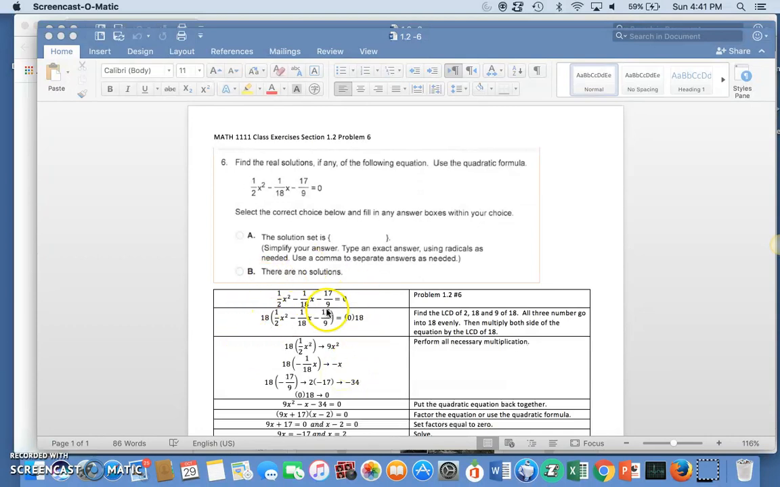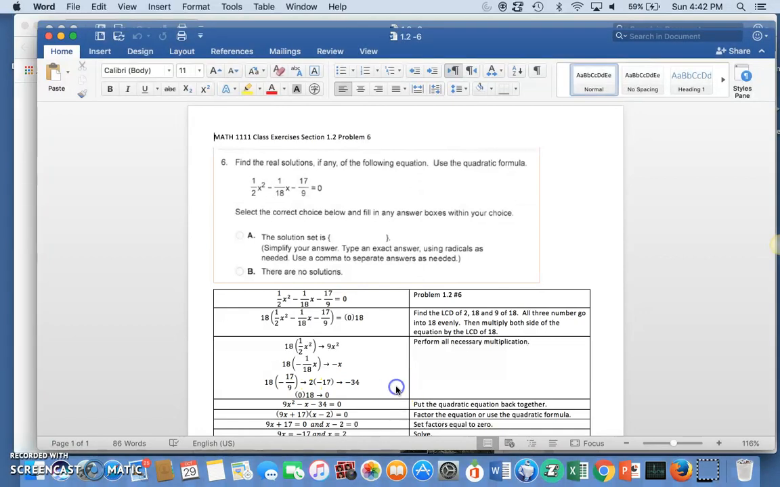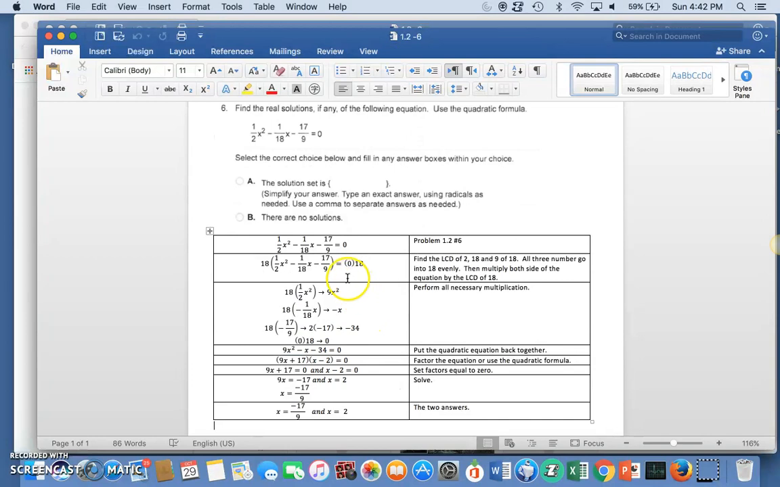Then you're going to multiply the negative 17 over 9 by 18. 9 goes into 18 2 times. 2 times negative 17 is negative 34. That's the left side. The right side is 0 times 18. Well, 0 times 18 is still 0. So now you want to rewrite the trinomial. So it would be 9x squared minus x minus 34 equals 0.